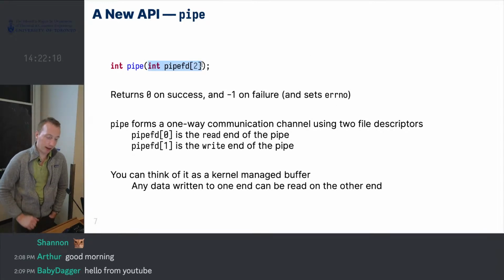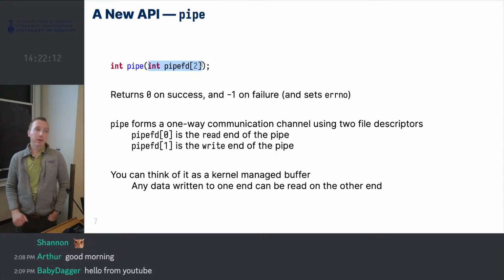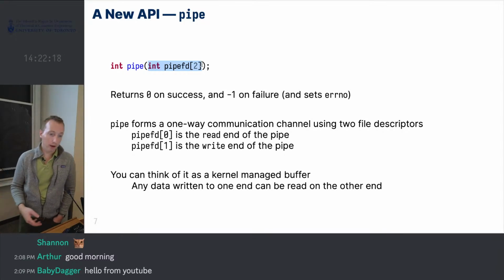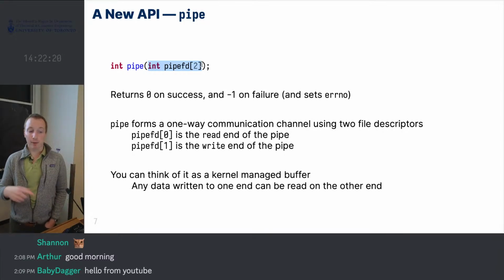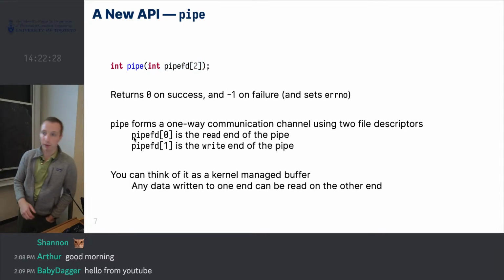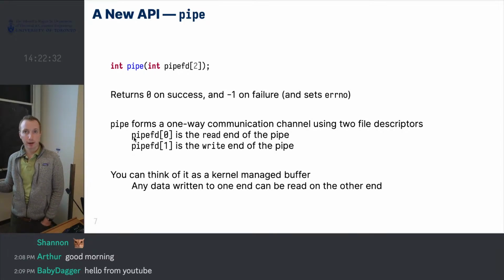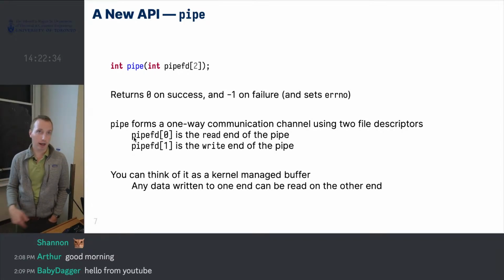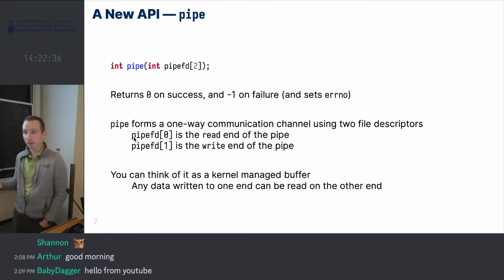And it takes as an argument an integer array of 2 ints, and it will set those if it is successful. So pipe forms a one-way communication channel using 2 file descriptors, which it sets from the argument, pipefd. Whatever file descriptor is at index 0 is the read end of the pipe, and whatever is at index 1 is the write end of the pipe.